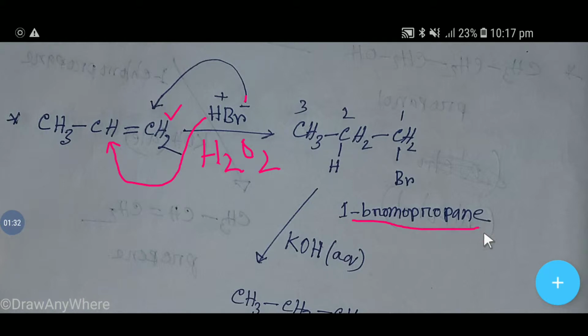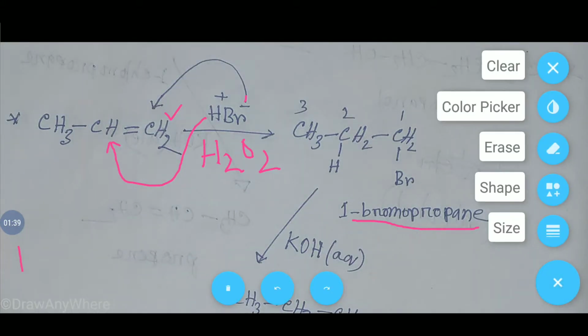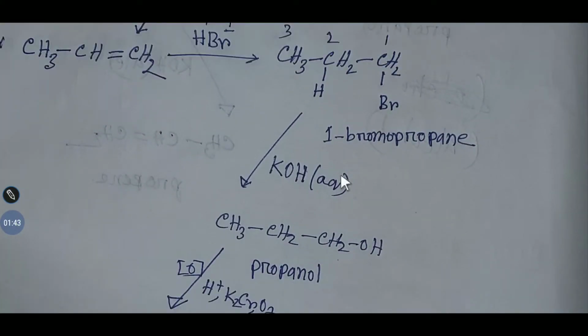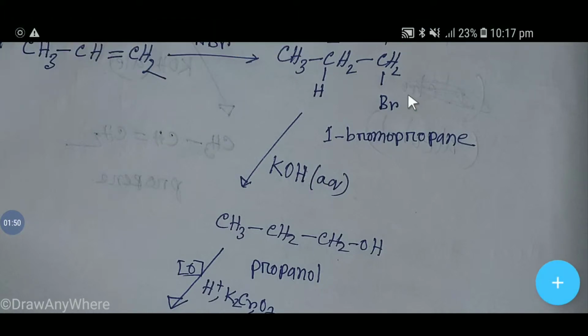And now if you add here aqueous potassium hydroxide, then this bromine will be replaced by the hydroxyl group of potassium hydroxide. So you will get this product which is propanol, and this is an alcohol, right?